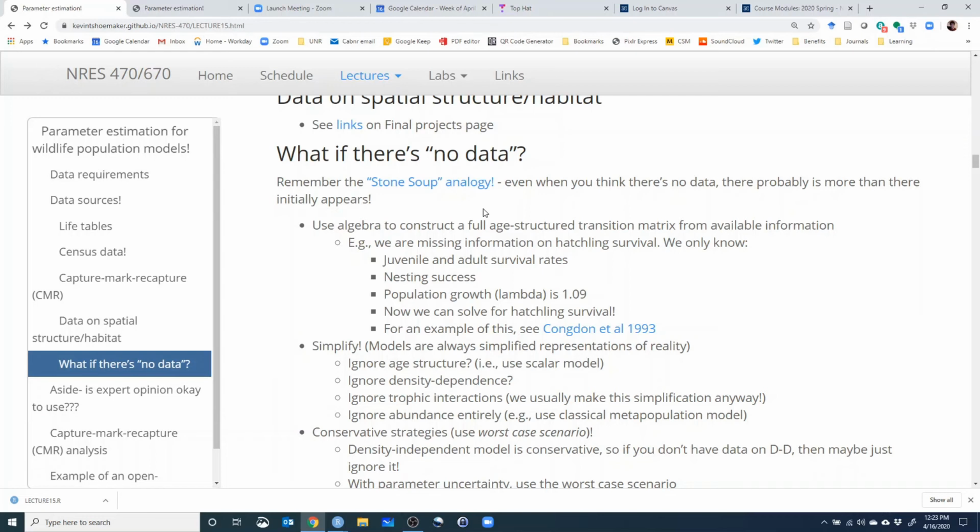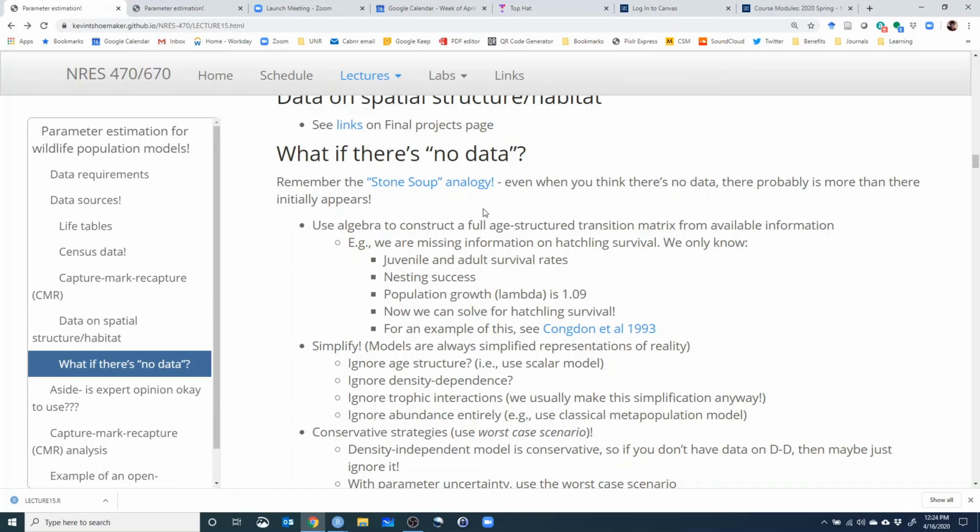So imagine we don't have any information on hatchling survival. It's a complete lack of information because hatchlings are, for whatever reason in this species, and this is actually true for some turtle species, you basically can't find them. They're buried. They're almost impossible to find. So we can't really estimate survival if we can't ever mark them. Even in a capture, mark, recapture, you have to be able to capture them in order to estimate survival. So what do we do?